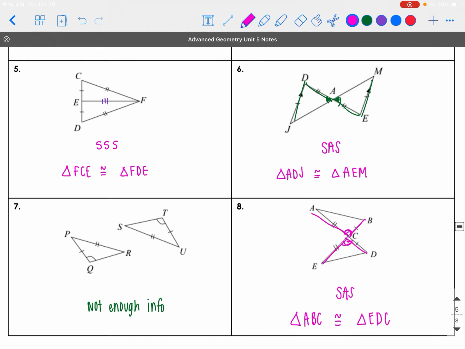Let me know if you have any questions. I know that the congruency statement can be a little difficult to pick out when the triangles are all flipped around. So just after you write a statement, go back and check to make sure it looks right. Make sure if you have any sides that are marked congruent, make sure that they match in the congruency statement. And same thing for the angles. And if you can say that for all of them, you probably have it correct.